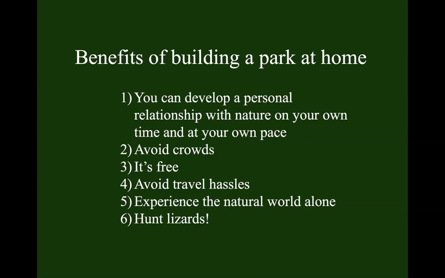You can renew that relationship or develop it for the first time, and you can do it at your own time, your own pace, simply by going outside. You can avoid crowds. I don't know if you've seen the headlines about the millions of people at the national parks this year. 367 million people, I believe, visit our national parks. So when you visit a national park, you're visiting other people rather than the spaces you actually go to see. It's free. There's no admission fee.